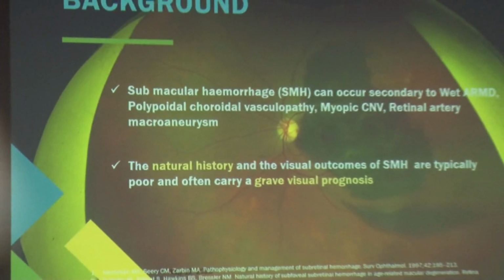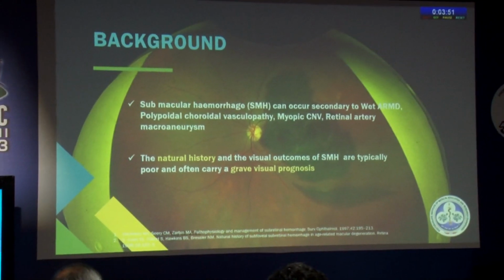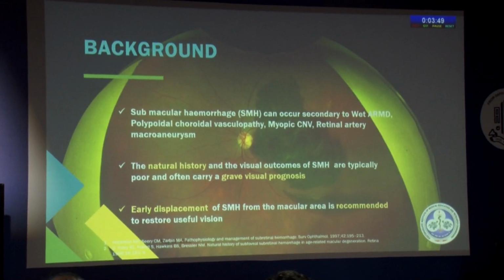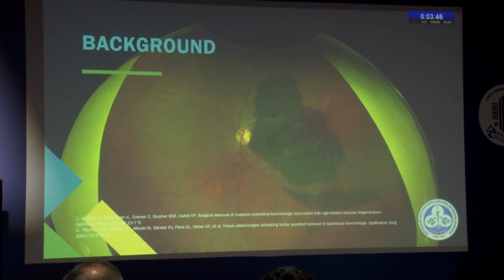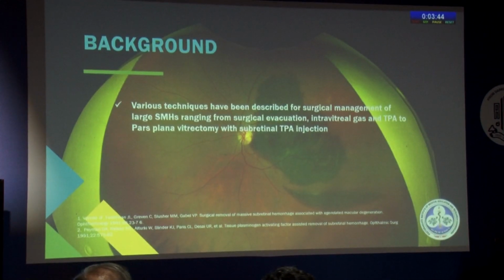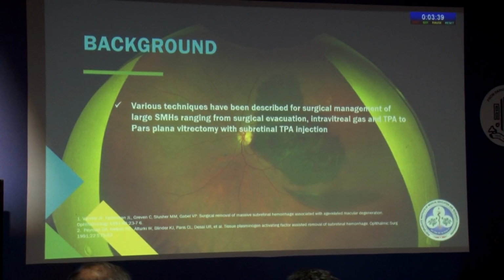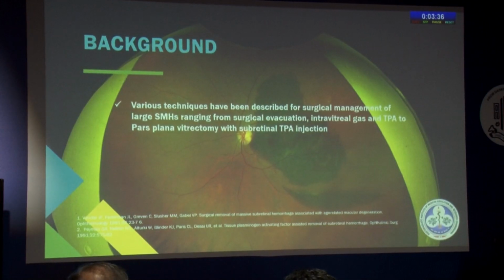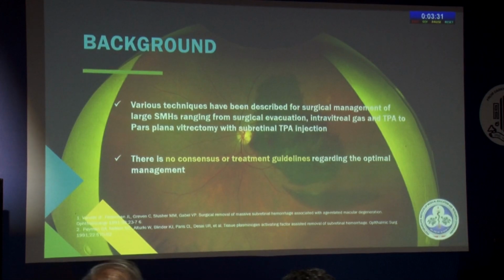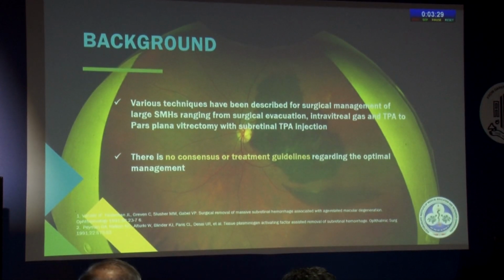Submacular hemorrhage can occur secondary to wet ARMD, PCV, myopic CNV, or retinal artery macroaneurysm. The natural history and the visual outcome of these hemorrhages are typically poor. So, early displacement of these hemorrhages from the macular area is recommended to restore useful vision. Various techniques have been described in the literature for the management of these large submacular hemorrhages, ranging from surgical evacuation and intravitreal gas with or without TPA, to PPV with subretinal TPA injection. However, currently there is no consensus or treatment guidelines regarding the optimal management of large submacular hemorrhages.